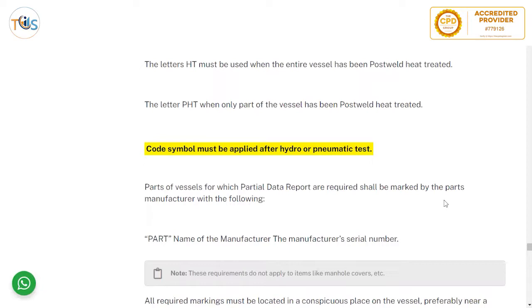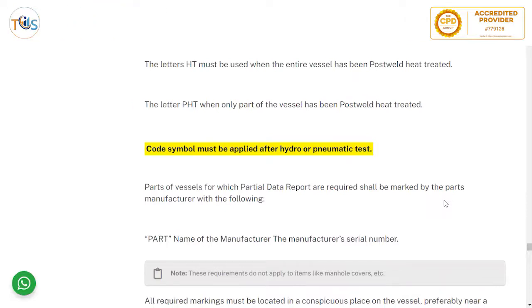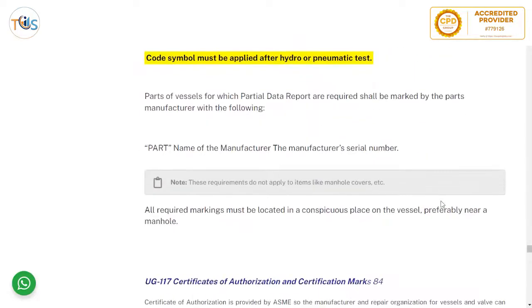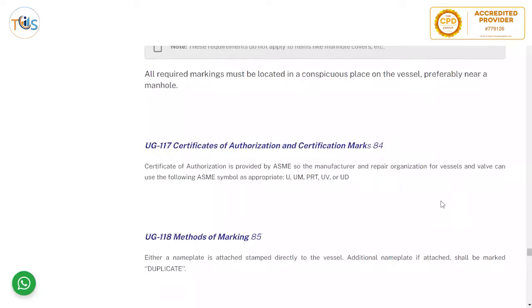The code symbol must be applied after the hydro and pneumatic test, or the nameplate after the pressure test is applied once authorized by the ASME inspector. Parts of a vessel for which partial data reports are required shall be marked by the part's manufacturer with the following: name of the manufacturer and the manufacturer's serial number. All required markings must be located in a conspicuous place on the vessel, preferably near a manhole.